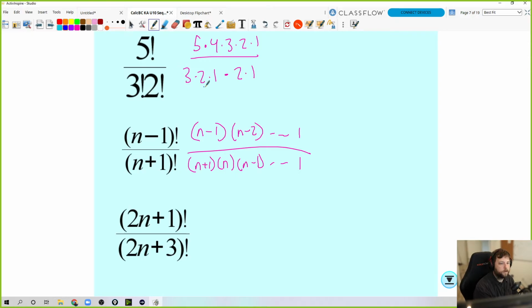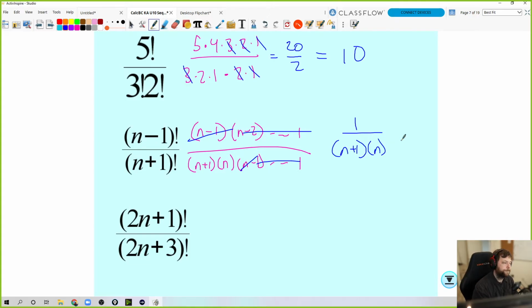That's how we play the cancel game. Left with 5 times 4 on top. And I can even reduce that to 10. Maybe you get the top one, you get a 10. Try the bottom one. Canceling everything. This is all going to cancel out. You're left with 1 over n plus 1 times n on bottom.